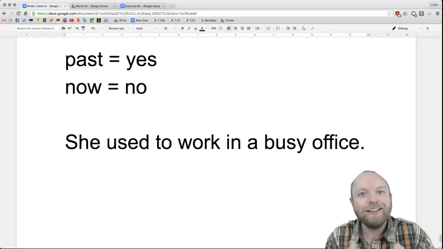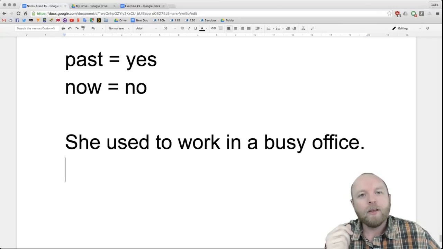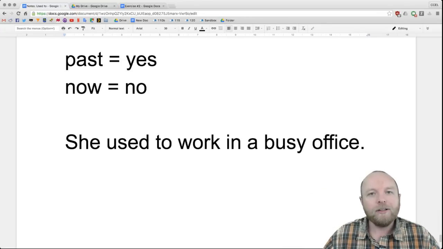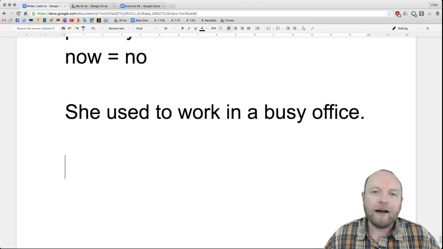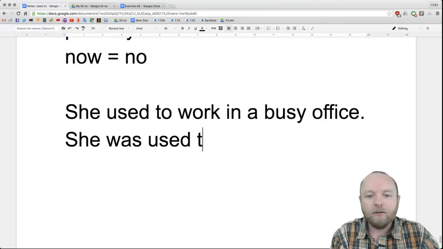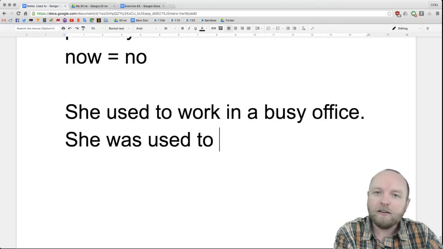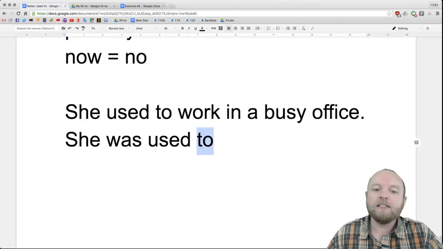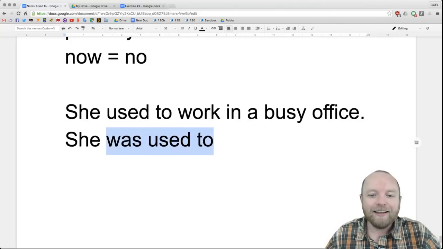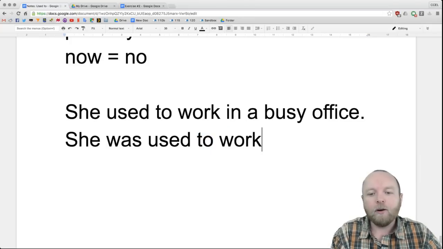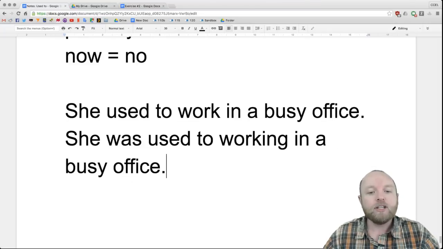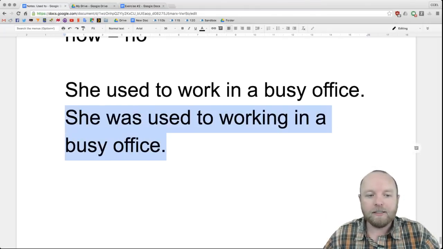That's why I'm teaching this, right? But what was comfortable for her in the past? What was normal for her in the past? Well, actually, we can say both. She was used to, and this is different, right? This is a preposition. Why? I don't know. But this phrase is a preposition. So we need working in a busy office. She was used to working in a busy office.